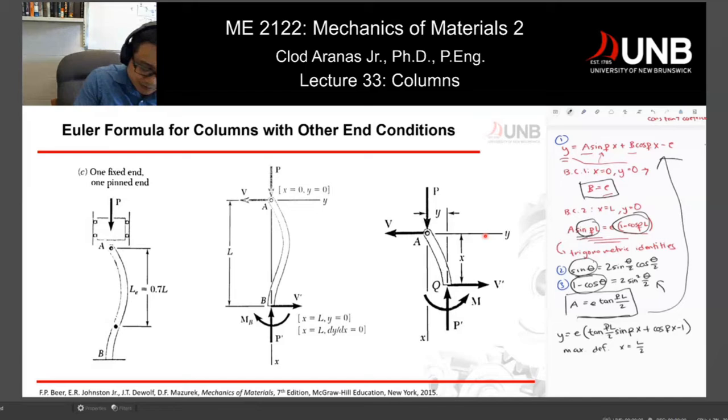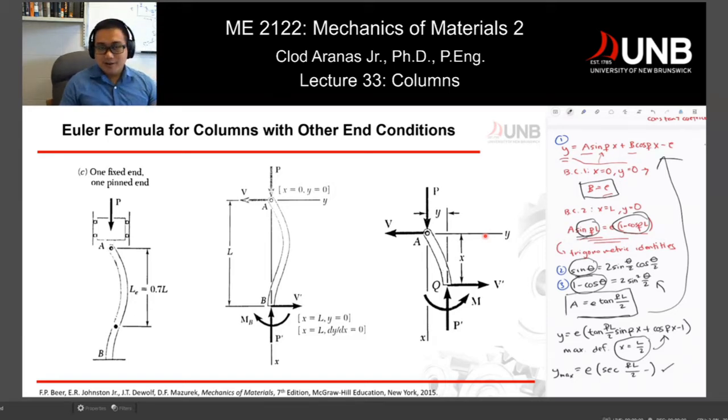Which means if I substitute this X value to my equation of my elastic curve, I will get Y max. I'm going to simplify it right here because it would be a long equation, but what you will get for Y max, after playing with some trigonometric functions, is this secant L over 2 minus 1. So you will get this maximum.